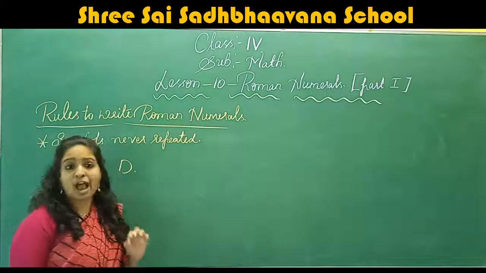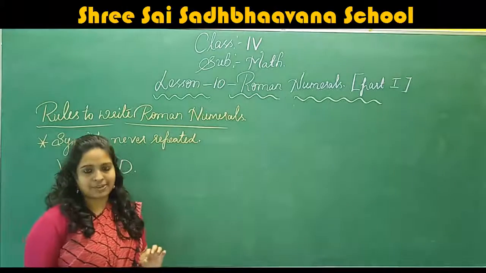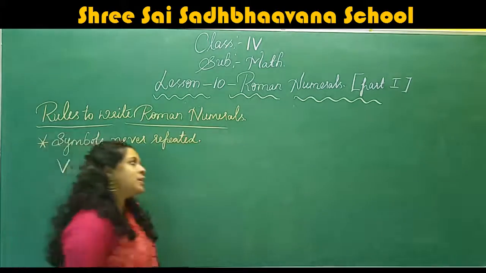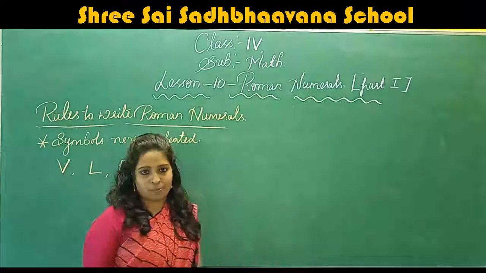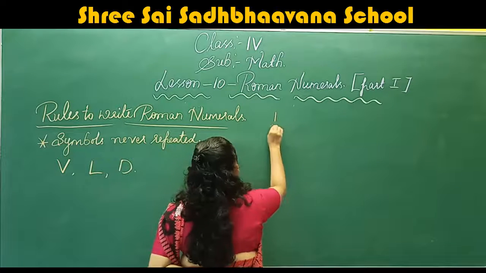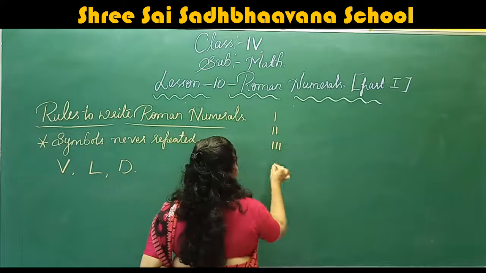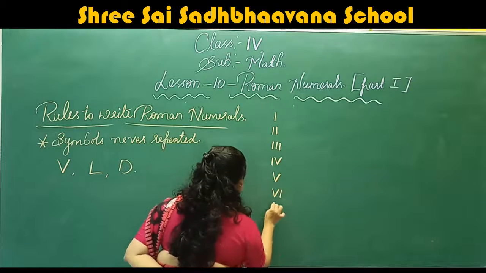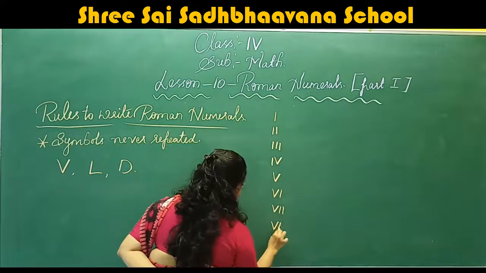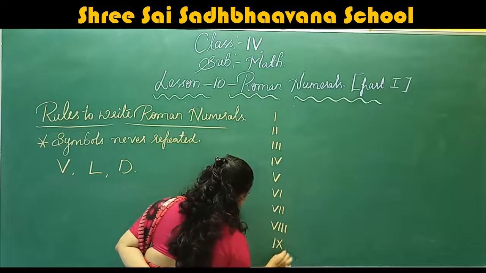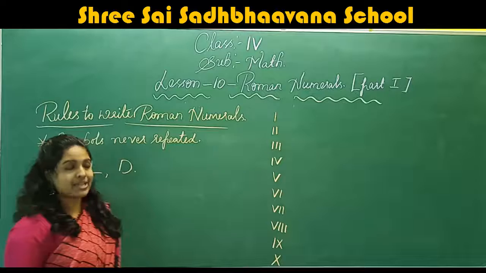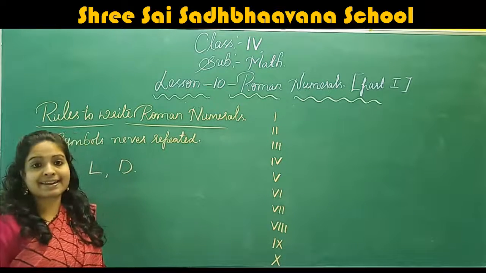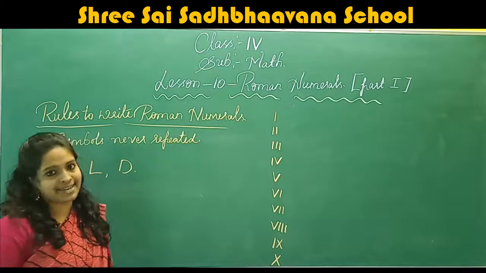Now let us see how to write the Roman numerals. It is already known to you, but let us recall once. Let me write the basic Roman numerals: 1, 2, 3, 4, 5, 6, 7, 8, 9, and 10. These are the first basic Roman numerals. In a similar way, I can write 10, 20, 30 till 100.